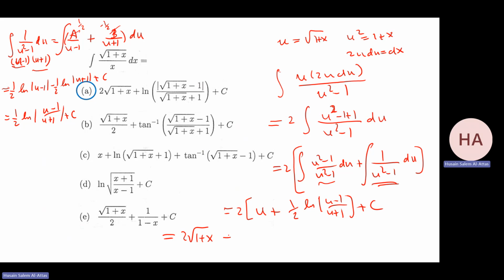2 times half, that will be 1, plus ln absolute value of square root of 1 plus x minus 1, and this is over square root of 1 plus x plus 1. This is positive, so I can take it outside the absolute value. That will be my answer.